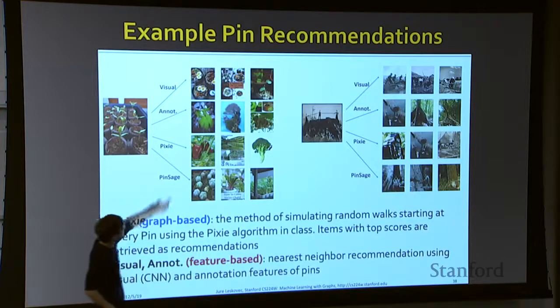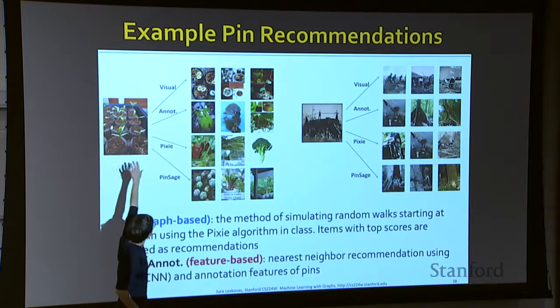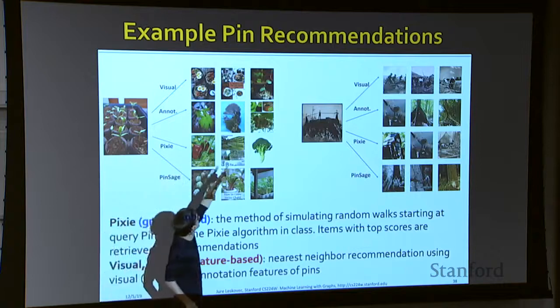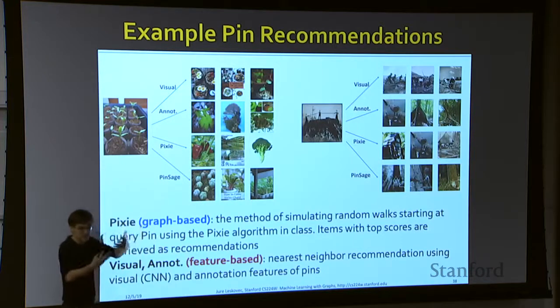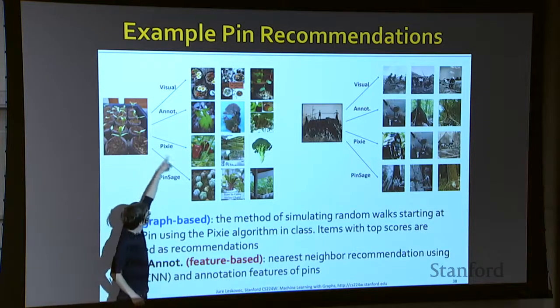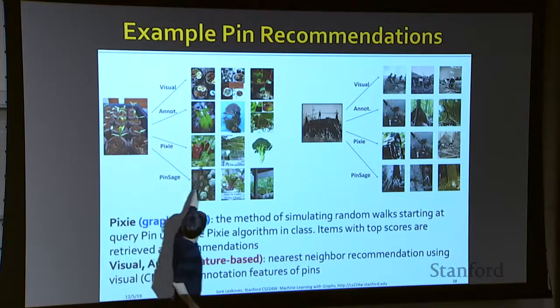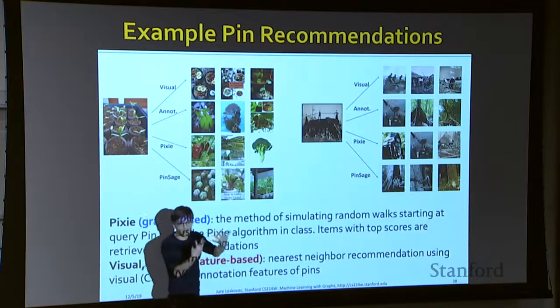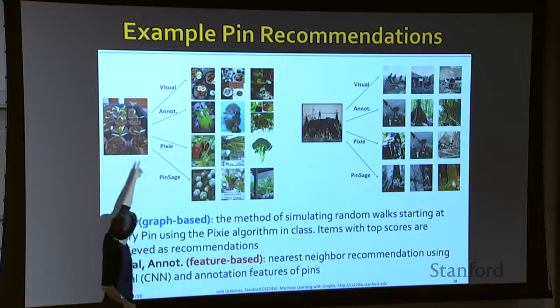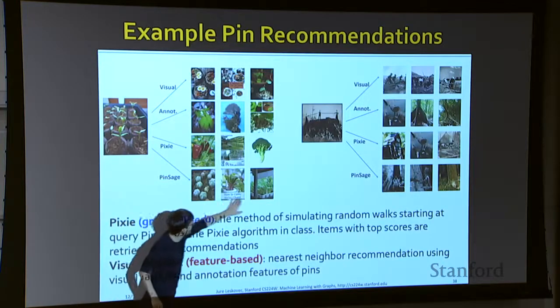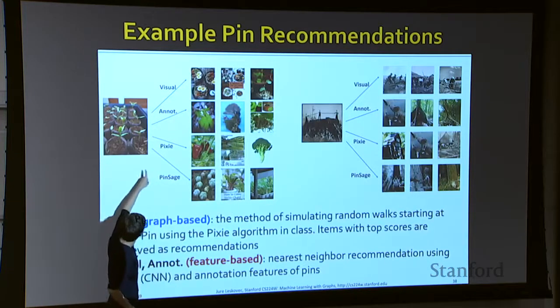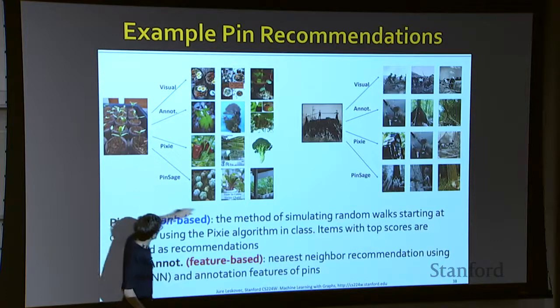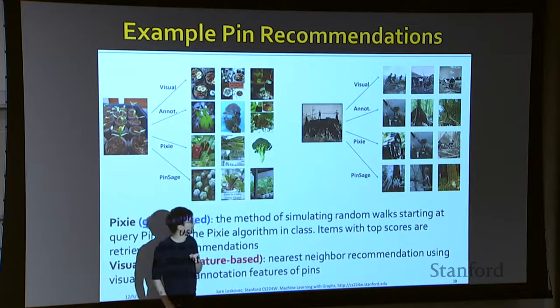If you are doing it based on text, you kind of get the idea that this is gardening and that's also gardening, but it kind of misses the point. The graph-based system gives you something, but visually, again, doesn't really match. If you use PinSage, here are the recommendations you would get, and you see this is, I don't know, gardening, small plants. These are also some small plants and things like that.